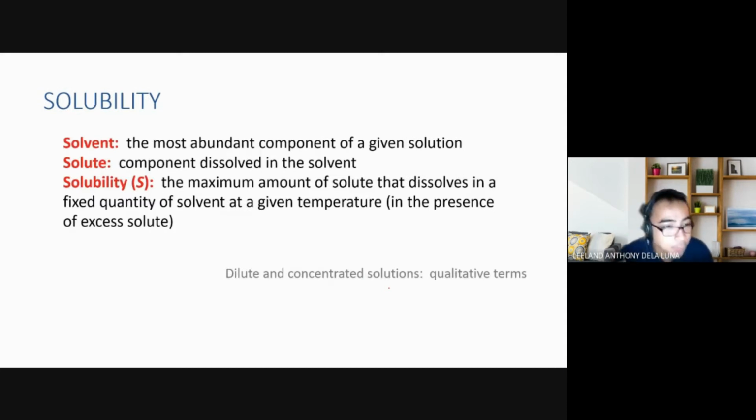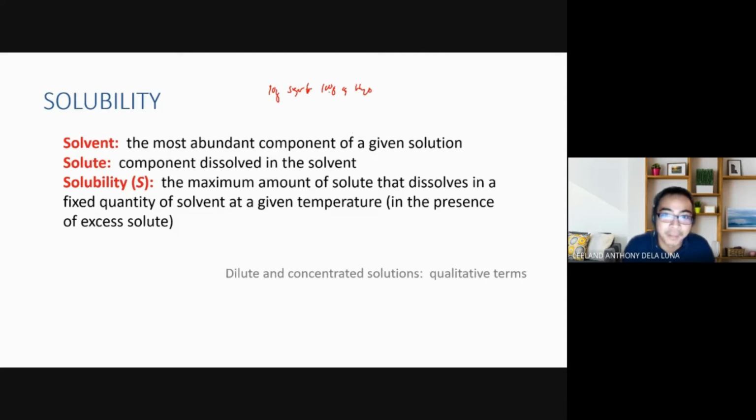Other definitions, class, that we have regarding solubility. So, we have here solvent. Siguro, alam niyo naman ng mga terms na to. Solvent, class, is the most abundant component in a given solution. So, kung ano yung pinakamarami, yun yung solvent mo. So, halimbawa, a combination of 10 grams of sugar plus 100 grams of water, obviously, sinong solvent ko?